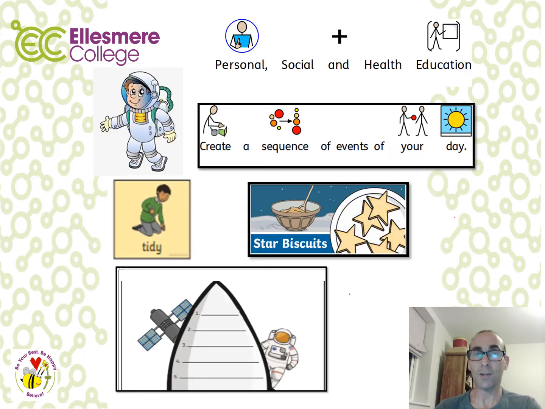In the first of the PSHE lessons, we would like you to read about an astronaut, in this case Tim Peake, and what events he did within each of his days. And then can you create your very own sequence of events for your day?